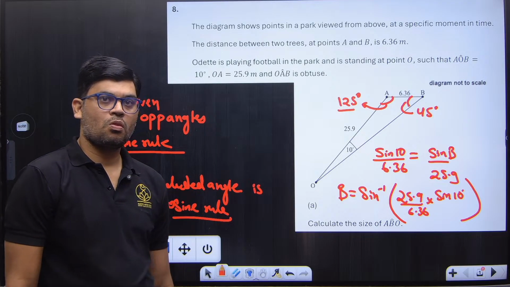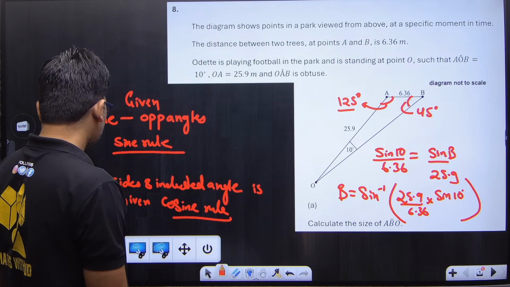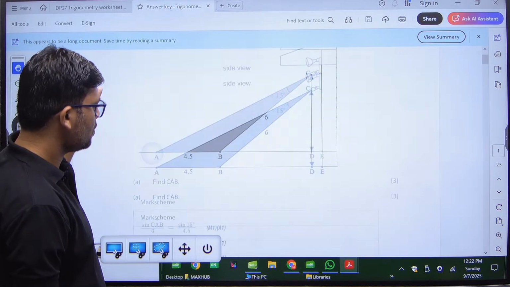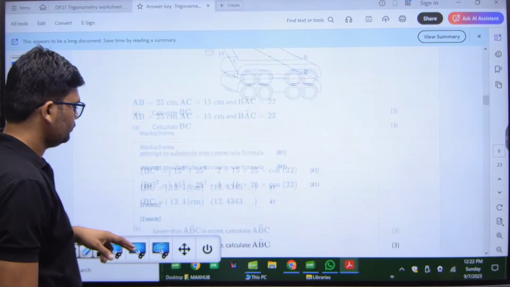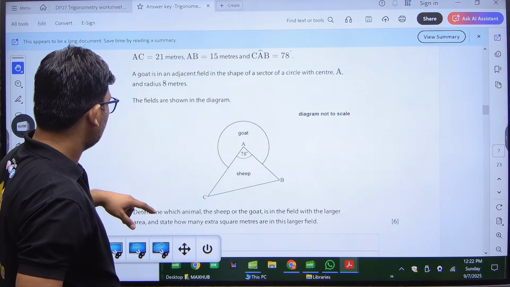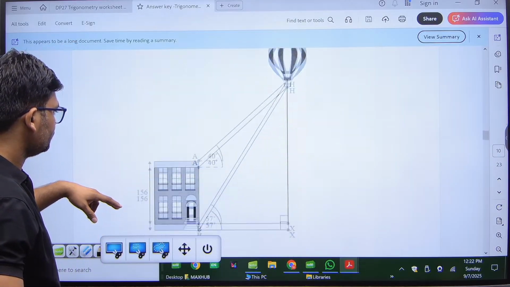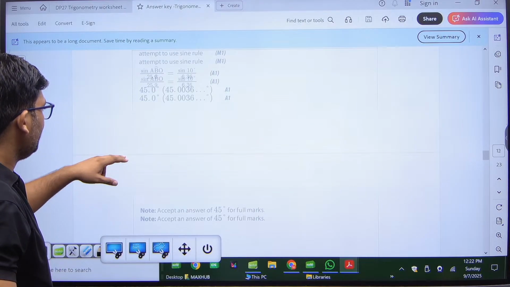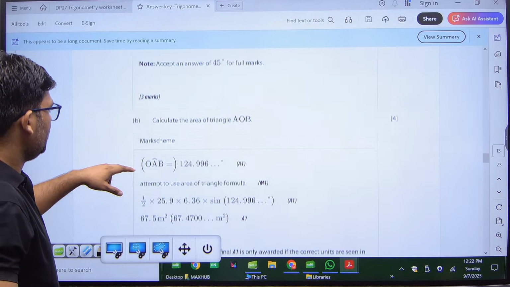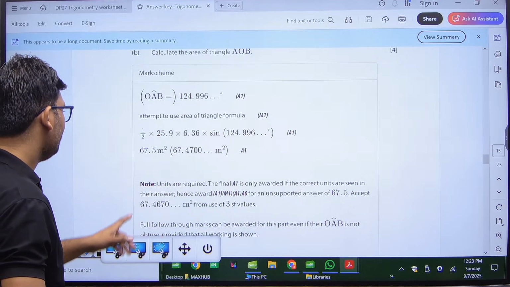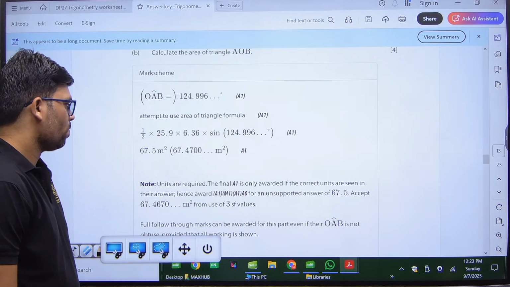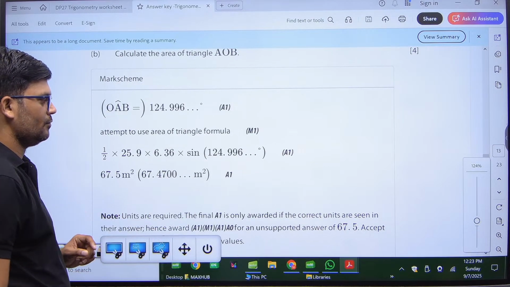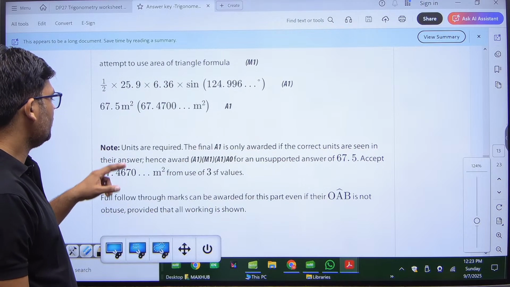I got 67.46. 67.56. Let me check the answer. So 45 degree and the area is 67.5, beta. Good. I said 46, so it's 47. Yeah, you can round it off to 67.5. Yeah, I got that. Good one, beta.